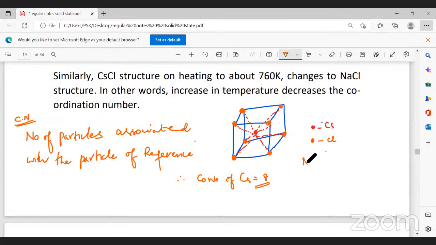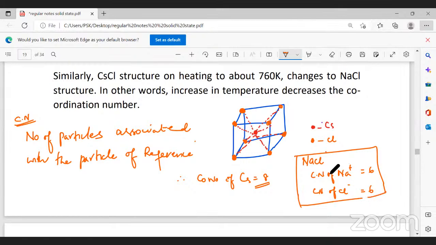Now, I'm telling you, for sodium chloride, the coordination number of sodium ion is 6 and the coordination number of chloride ion is also 6. What do you understand by this? Can I say each sodium ion is surrounded by 6 chloride ions? Yes, sir. And each chloride ion is surrounded by 6 sodium ions? Yes, sir. Now you have understood the concept of coordination number in detail.